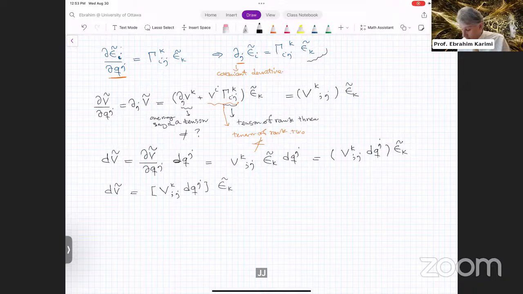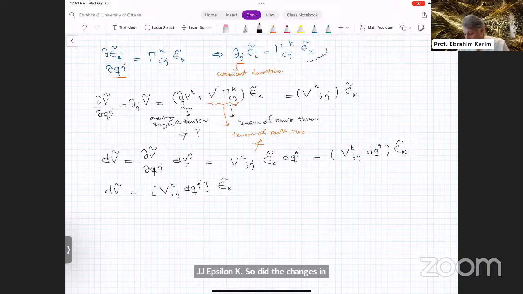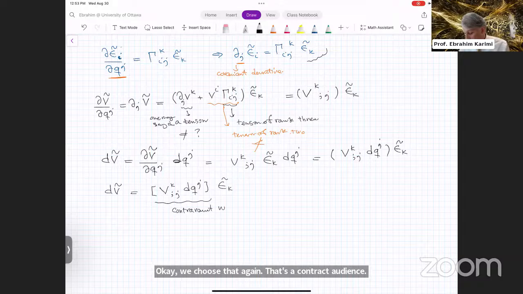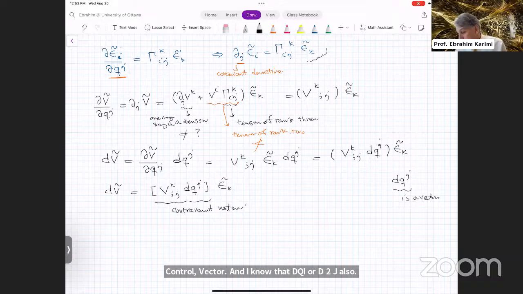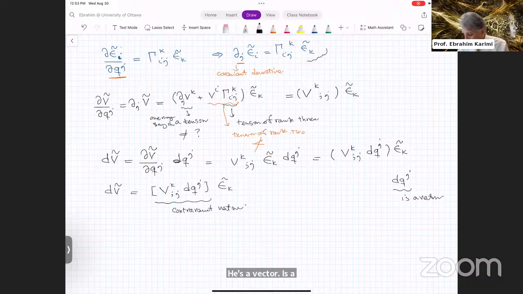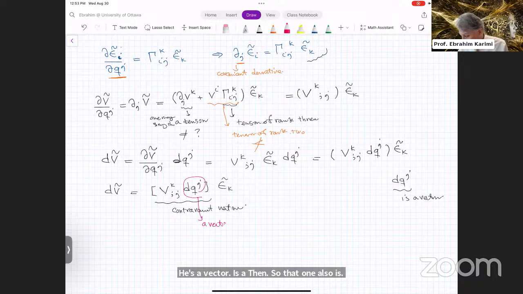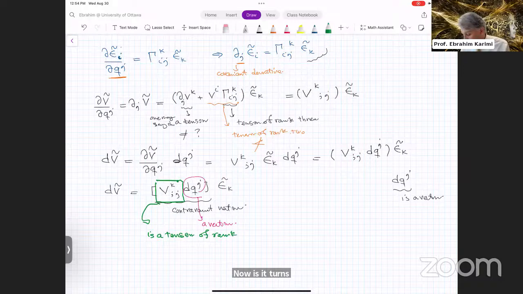So the change in V, in the vector V, gives me another vector here, which is again a contravariant vector. And I know that dqi or dqj is also a contravariant vector. So that one also is a vector. Then the result of this will be that this term as well is now a tensor of rank 2, but a mixed tensor. Did you get the point? So the entire of this is acting like a vector.